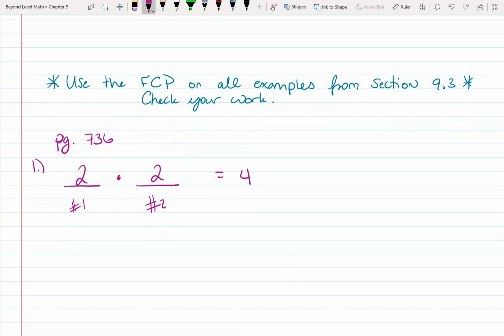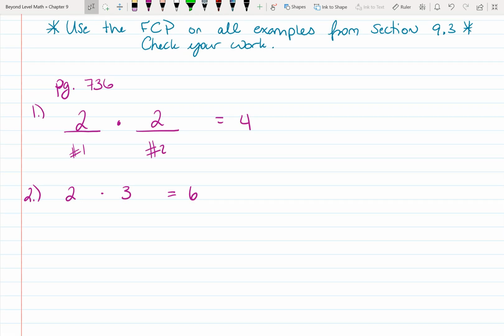Alrighty, number 2. It says a pair of brown or black sandals. So 2 options, brown or black, are available in sizes 7, 8, or 9. Multiply by those 3 size options, and you'll get a total of 6. And if you're looking at your homework, we did get a total of 6.